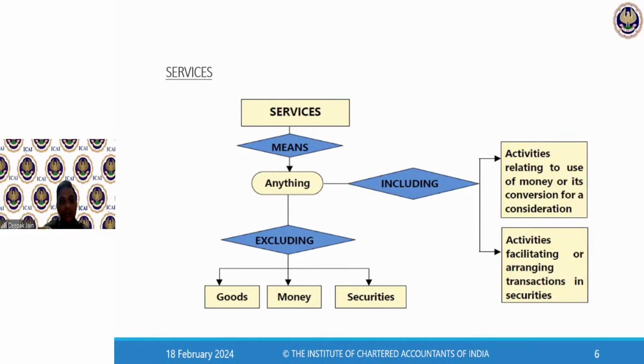Doesn't mean that if money is excluded, the exchange of money for something will also get excluded. So they made it amply clear that the activity relating to use of money or its conversion, which means money is getting converted into something. Money is getting converted into foreign exchange. I want to buy dollars. I'm giving money, I'm getting dollars.